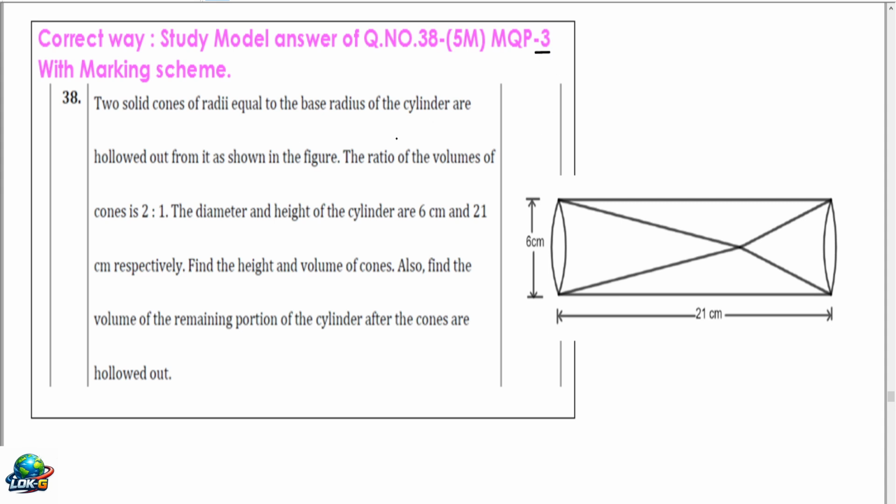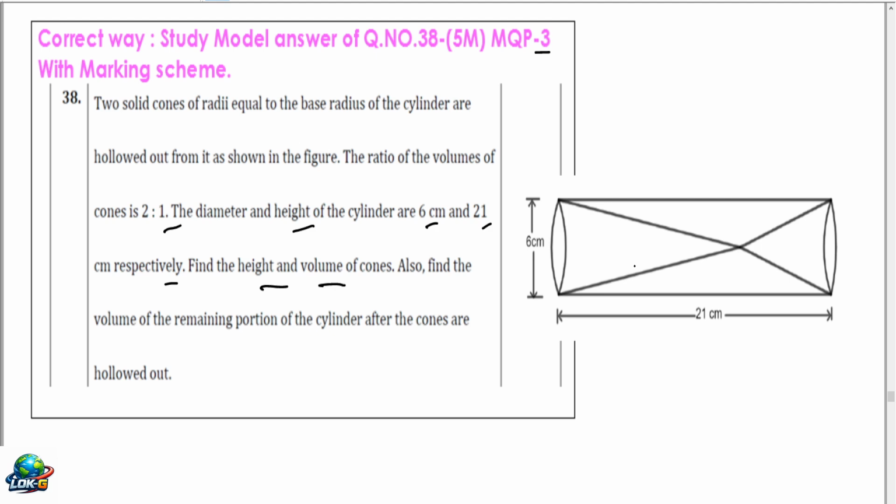We'll see model question number 3. The last two model papers are remaining. Two solid cones of radii equal to the base radius of the cylinder are hollowed out from it as shown in the figure. The ratio of the volumes of the cones is 2:1. The diameter and height of the cylinder are 6 cm and 21 cm respectively. Find the height and volume of the cones.